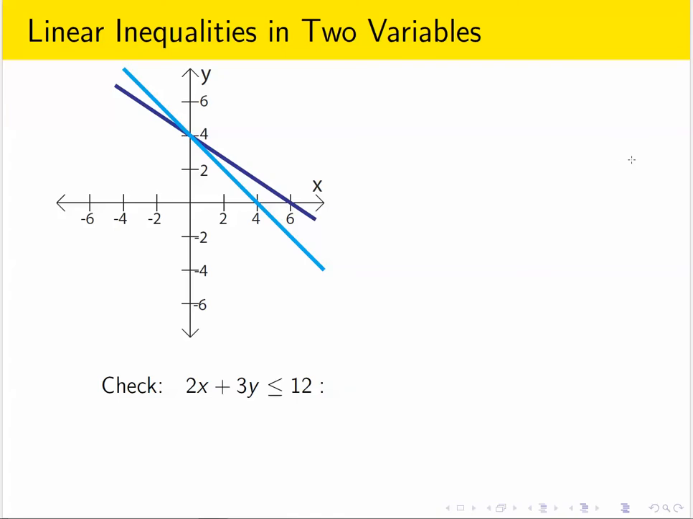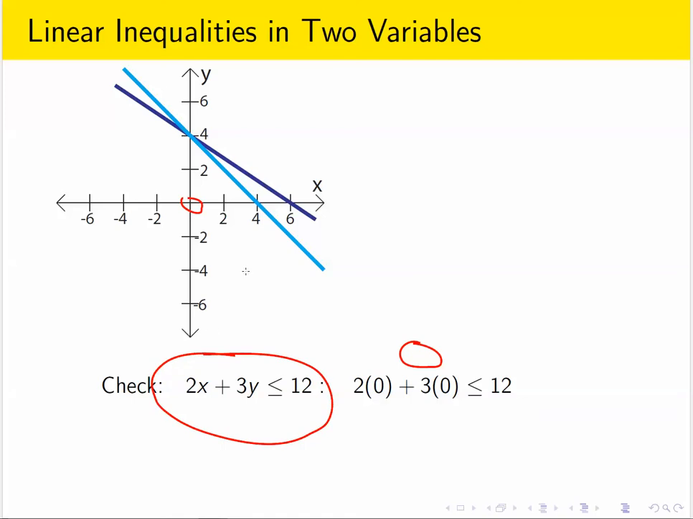For example, if we start with the first line, that's the dark blue one, plug in a simple point like the origin. 2 times 0 for x plus 3 times 0 for y evaluates to 0. That's indeed less than 12, which means the origin is part of the solution set for this inequality. That means when we're shading, we want to shade the stuff that's on the same side of the dark blue line. So everything that's below the dark blue line, because that's everything that's on the same side that the origin is.